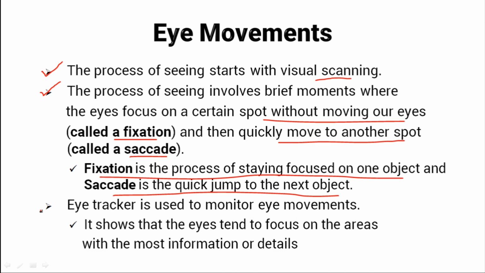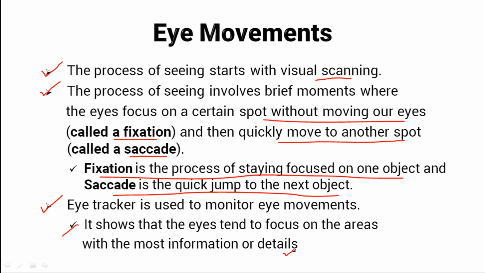So if we use a device called an eye tracker and observe someone looking at an object or picture, we will notice that their eyes move in a specific pattern. This pattern is not random, but rather it follows a predetermined strategy where the eyes focus on the areas that contain the most useful information. In other words, the eyes are smart and know where to look to gather the most relevant data. When the eye tracker is used to monitor eye movements, it shows that the eyes tend to focus on the areas with the most information or details.